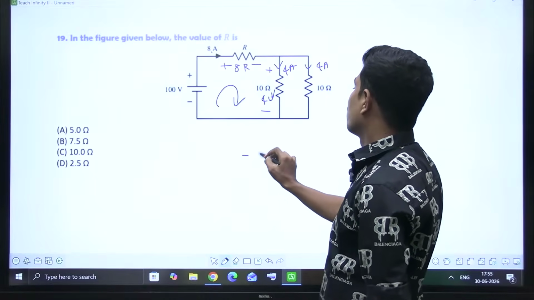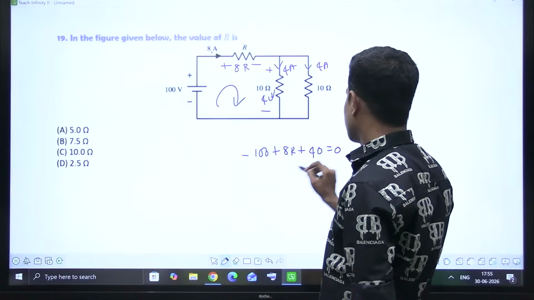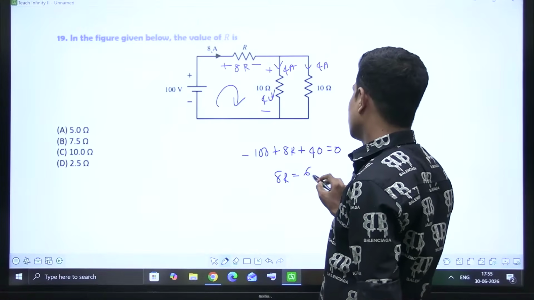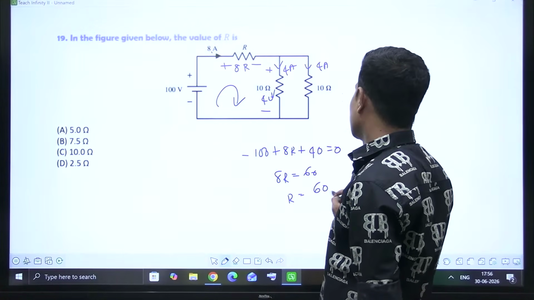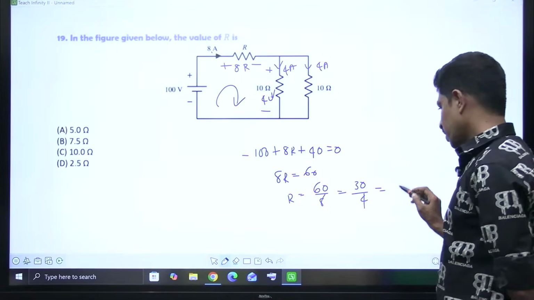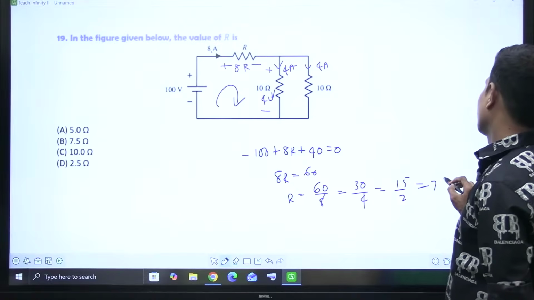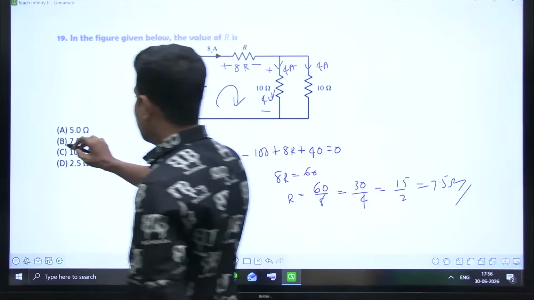Apply KVL: minus 100 plus 8R plus 40 is equal to 0. So 8R is equal to 60. I guess 100 minus 40 is 60 only. R is equal to 60 by 8. How much is it? 30 by 4, 15 by 2, 7.5 ohms. That's all. Option is B, B for Bombay, right?